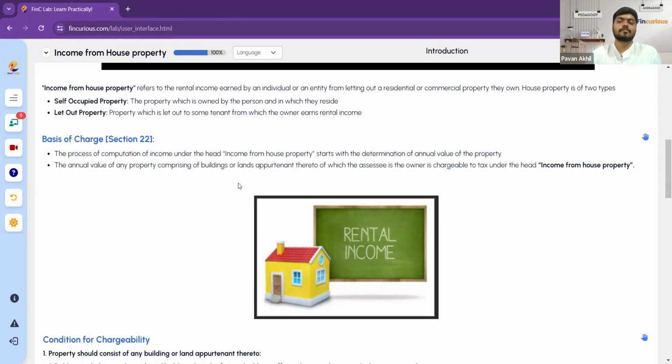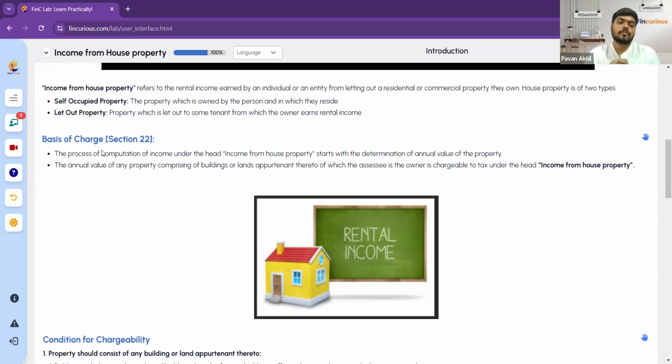So now, what is the basis of charge? As per the Income Tax Act 1961, Section 22 deals with the basis of charge. So till now we have been talking about income from house property. The rental income, how much we are receiving, that would be considered as income. Now how this income would be charged under income tax will be defined in Section 22.